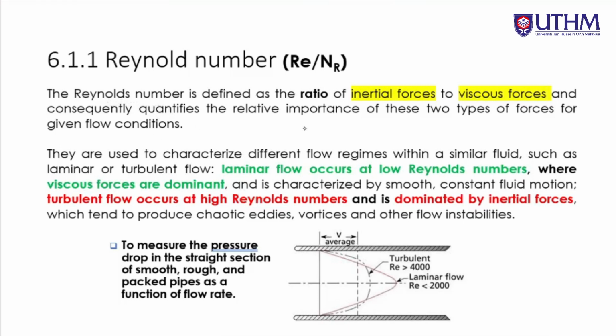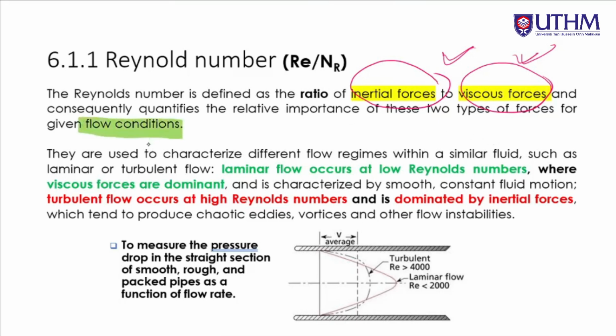The Reynolds number is actually defined as the ratio of the inertial forces to the viscous forces. Yang ni you need to know. So later on, saya akan tunjuk the equations lah. That is why we call it the ratio of inertial forces to the viscous forces. And consequently quantifies the relative importance of these two types of forces for a given flow condition.